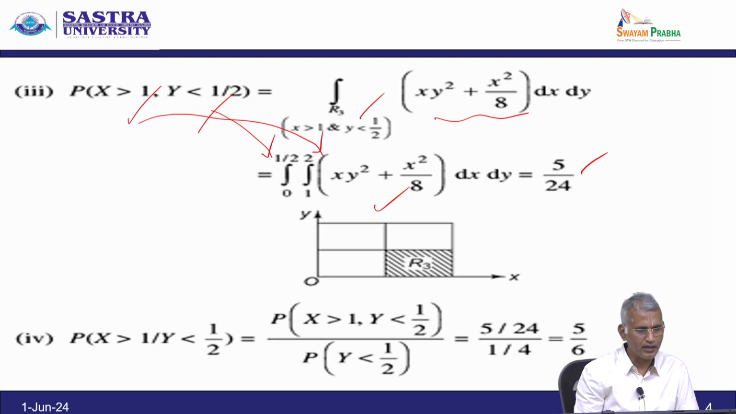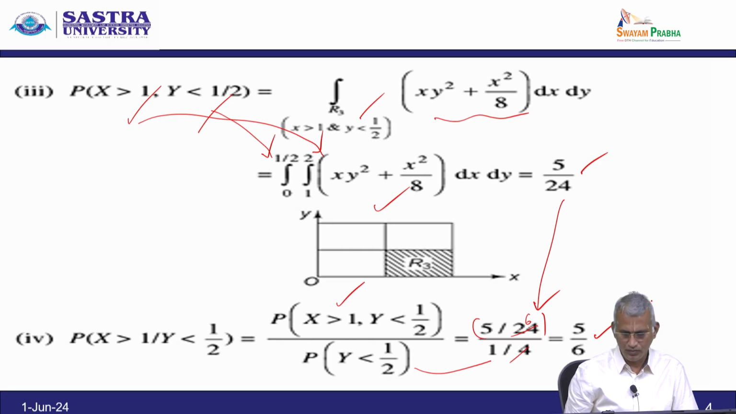And the probability of x greater than 1 given y less than half is the probability of x greater than 1 and y less than half divided by the probability of y less than half, which is equal to, as we already did, probability of x greater than 1 and y less than half is 5 by 24 from here, and in the previous subdivision 2 we did it, 1 by 4, and then we divide, so it becomes 5 by 6.